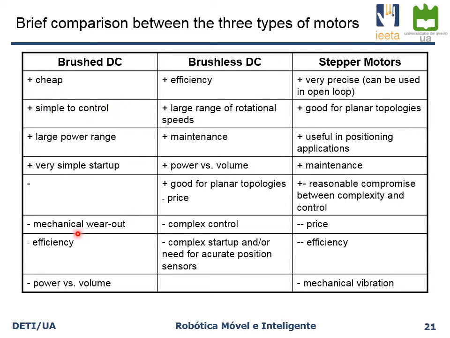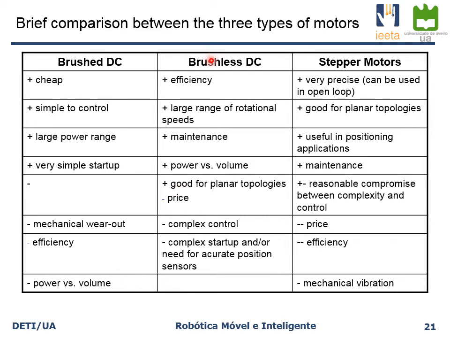On the other hand, there is mechanical wear out because of the fact that it uses a brushed solution. The efficiency is normally not as high as the other two available solutions, and there is also a minus point on the power versus volume, which means that for the same power that you can obtain in a brushless motor, for instance, you require a higher volume and normally also a higher weight.